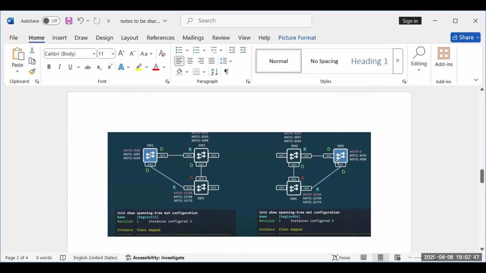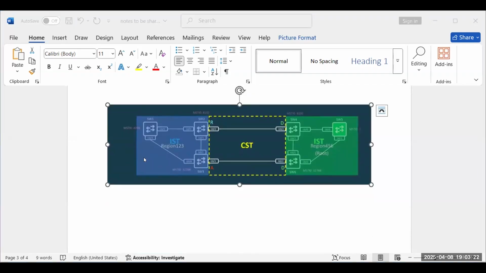If this fails, the next switch in the network that will become the root bridge is this switch, because it has a priority of 4096. This is 4098, this is 3264. So this will become the root bridge. If this fails, again, there will be a huge MST topology change, and this will be elected as the root bridge.